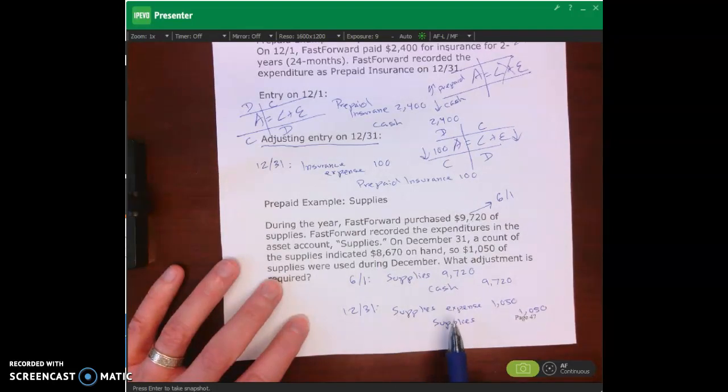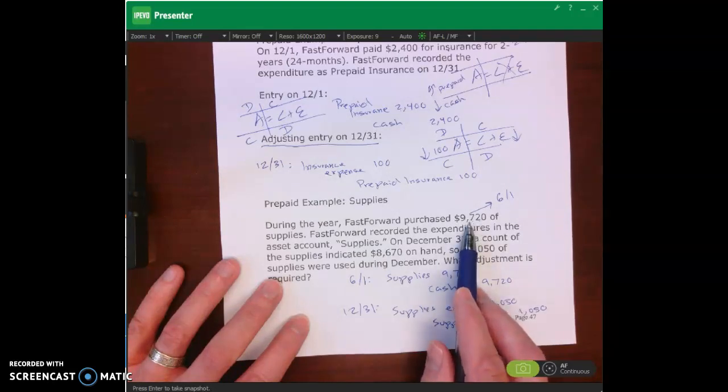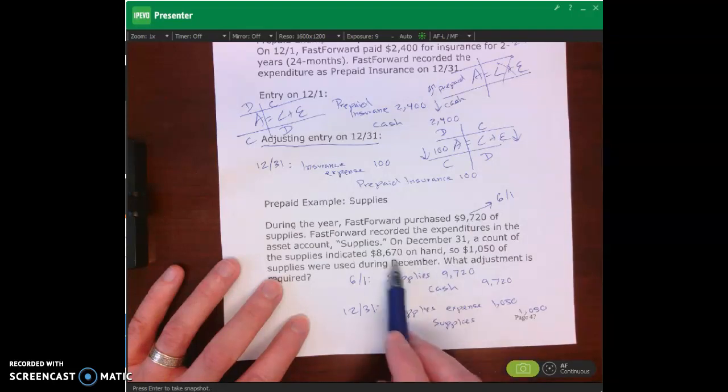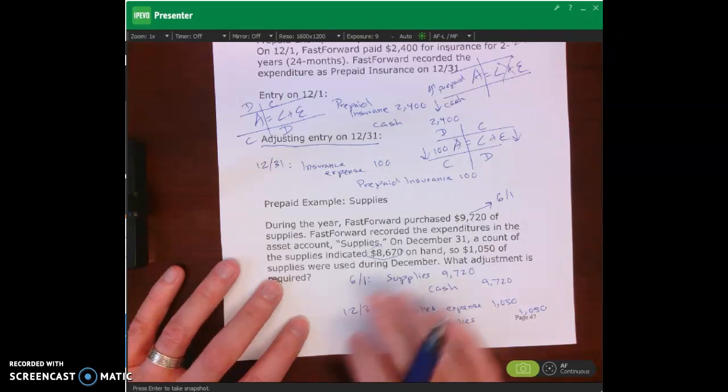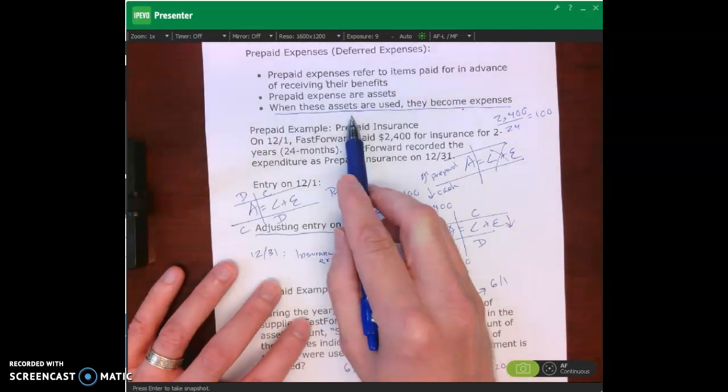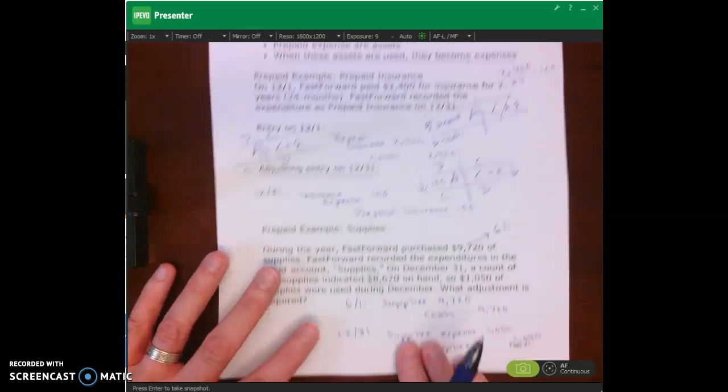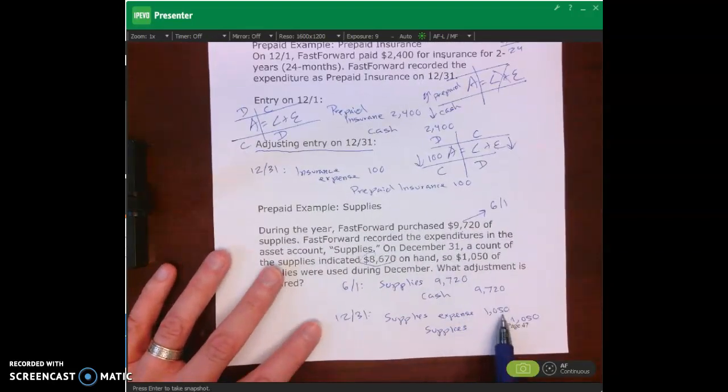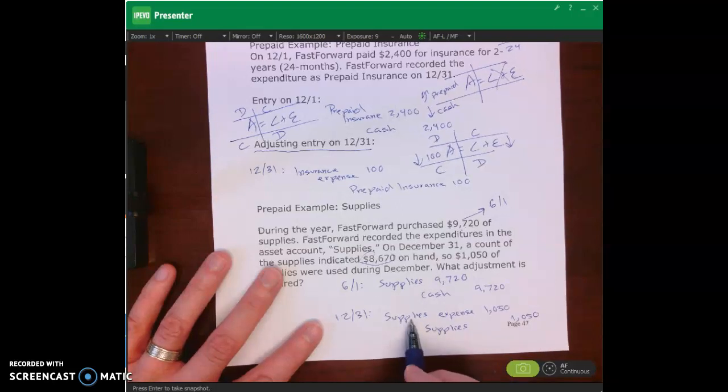It's pushing it down. So then after crediting supplies for 1,050, I could take my 9,720 minus my 1,050, and then it reflects the 8,670, which is how much supplies I actually have on hand. And as we say up here, when those assets are used, they become expenses. So this is the supplies expense, 1,050. This shows up on the income statement. This is a balance sheet account. So when those assets are used, they're moving from the balance sheet to the income statement.